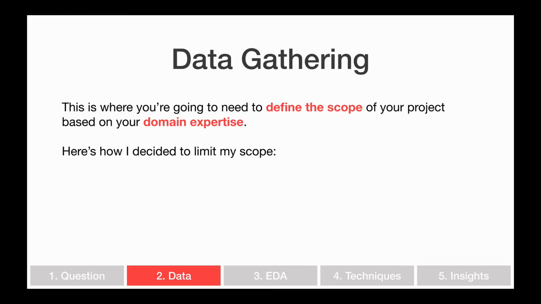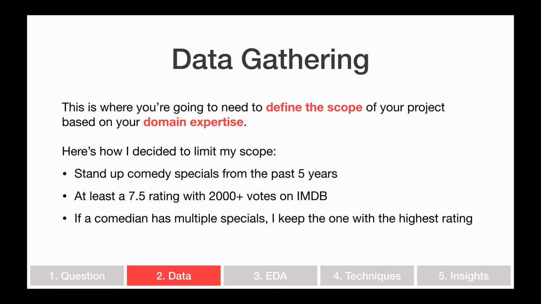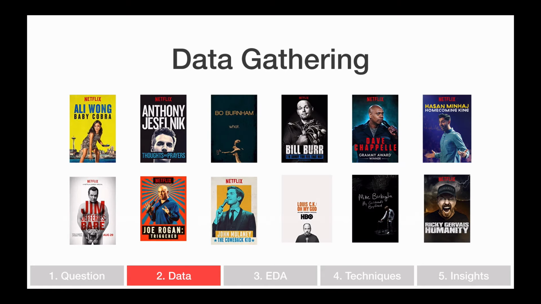And so at the end of the day, this is how I decided to limit my scope. I looked at comedy specials from the past 5 years, ones that had at least a 7.5 rating with over 2,000 votes on IMDb. So that meant it's a good comedy special and it's a popular one. And then if a comedian had multiple specials, I just kept the one with the highest rating to make my life easier. So at the end of the day, I ended up with these 12 comedy routines. And if you take a look at them, you can see that they make sense. These are some popular stand-up comedians.